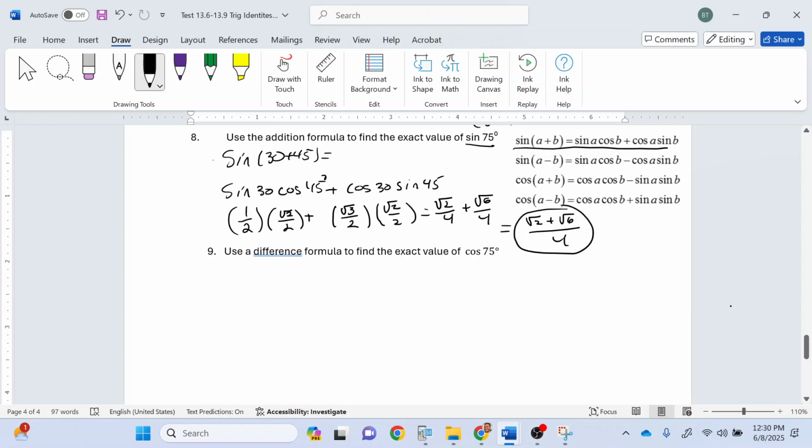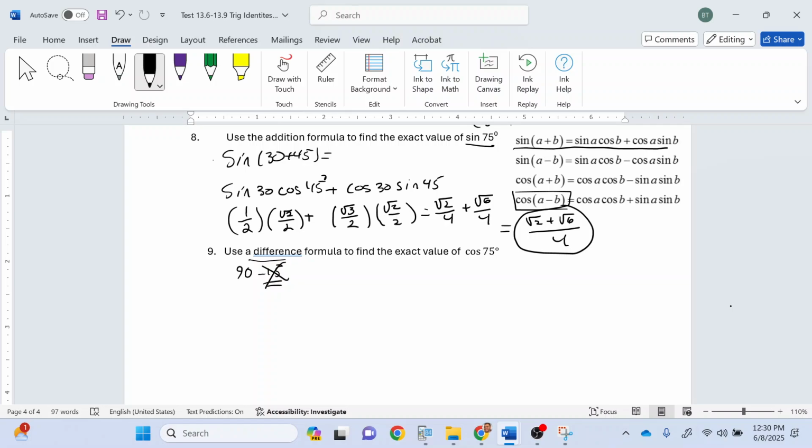Use the difference formula to find the exact value of cosine 75 degrees. So cosine 75 degrees is going to be, we're using the difference formula, so I'm using this formula here. So I'm going to do cos A cos B. Oh, I need something to subtract to get 75. I would like to do 90 minus 15, but the problem is I don't know what 15 is, so that's not a good mix.